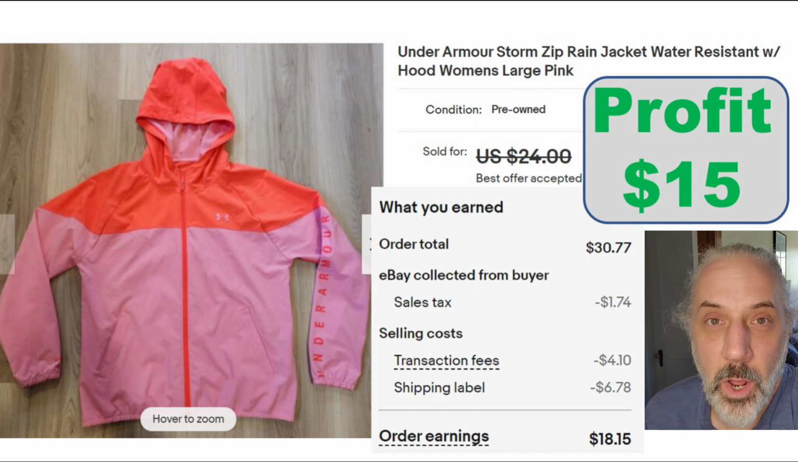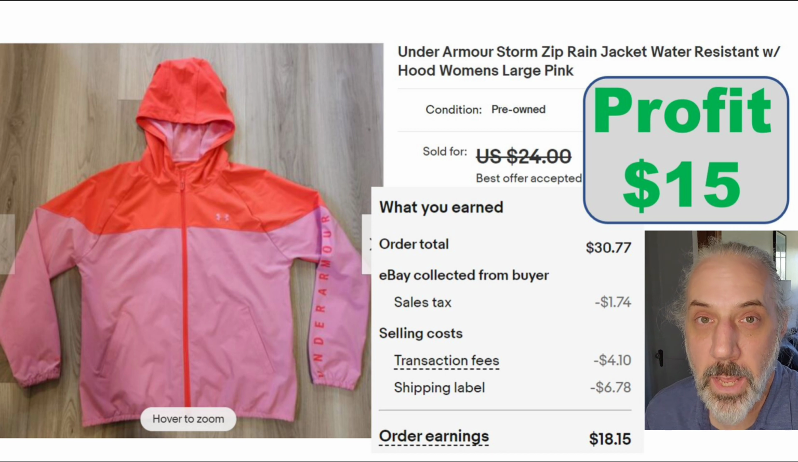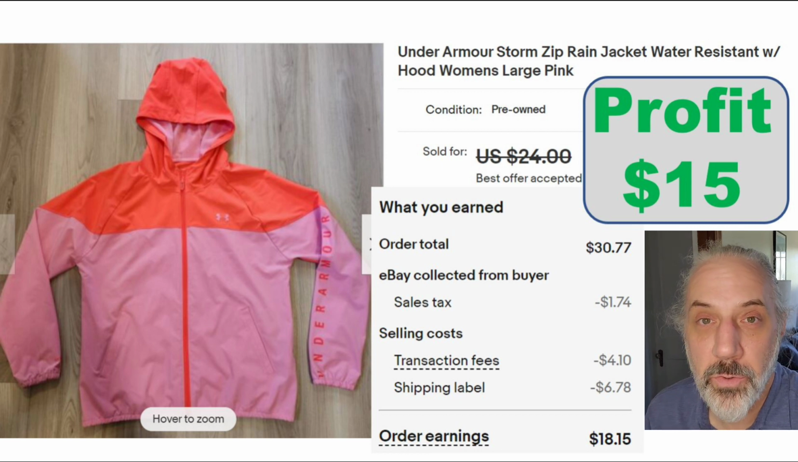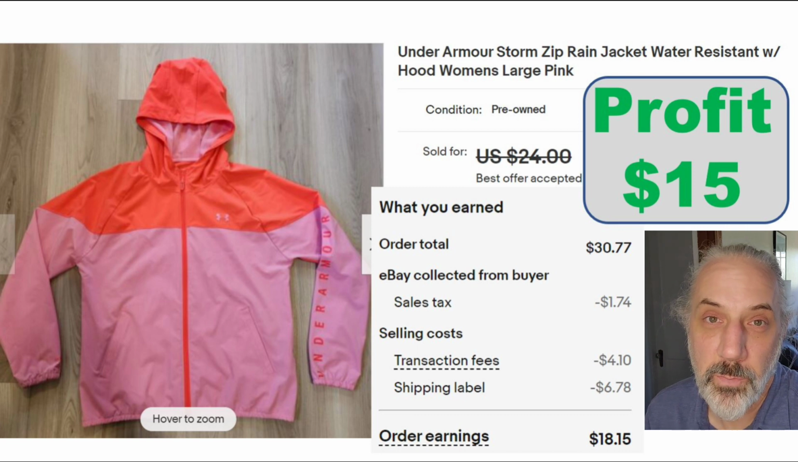This, as you can see, is an Under Armour women's jacket. I use keywords like storm, rain, water resistant in my title. And this buyer is all in for $30.77. My earnings from eBay, $18.15, and my profit was $15.